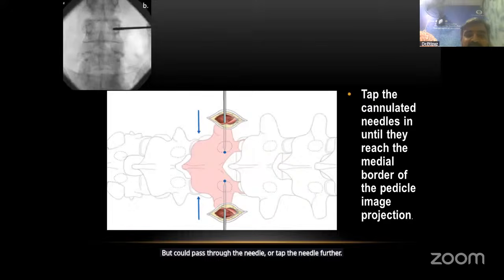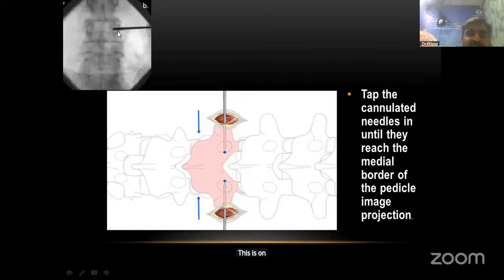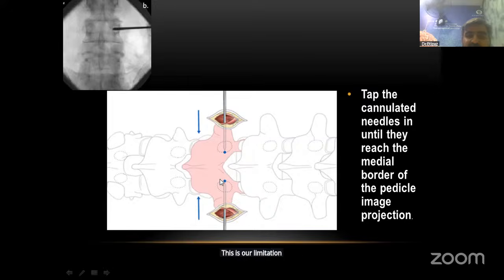Then the second thing is that your target is the medial portion of the pedicle. Look at here, bilaterally. This is on the X-ray, the same one we have targeted and approached: the medial portion of the pedicle is there. But we shouldn't cross this medial portion. This is our limitation and demarcation.